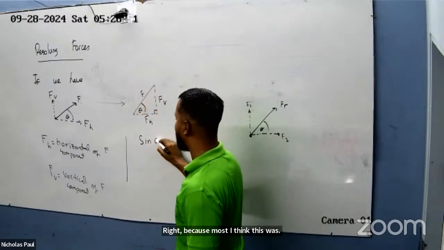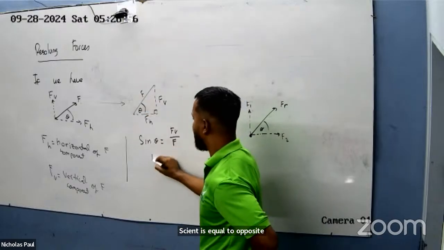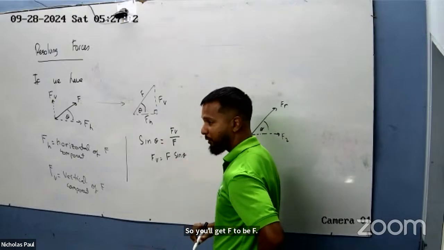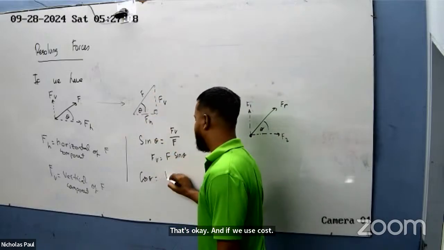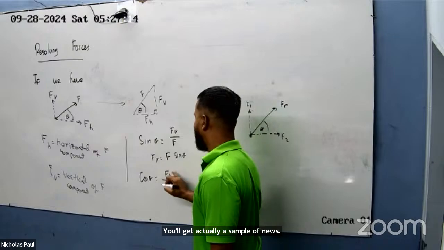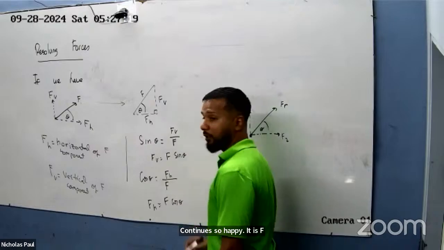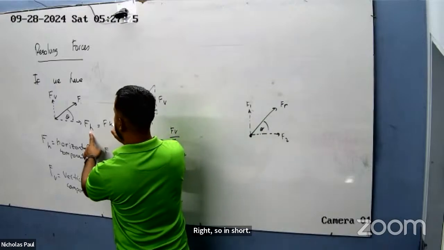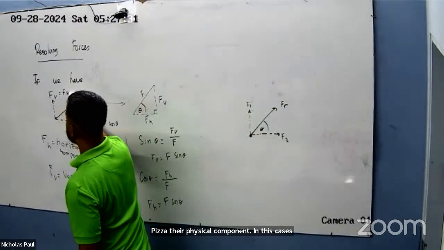So you can use sine theta. Sine theta is equal to opposite over hypotenuse, so you get FV to be F sine theta. And if you use cos theta, you get adjacent over hypotenuse. So FH is F cos theta. In short, the horizontal component is F cos theta. The vertical component in this case is F sine theta.